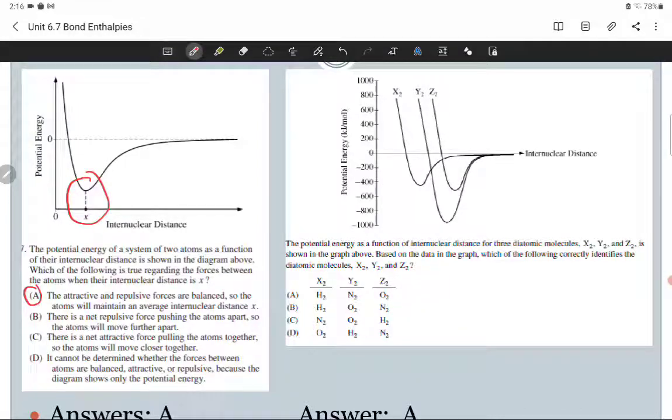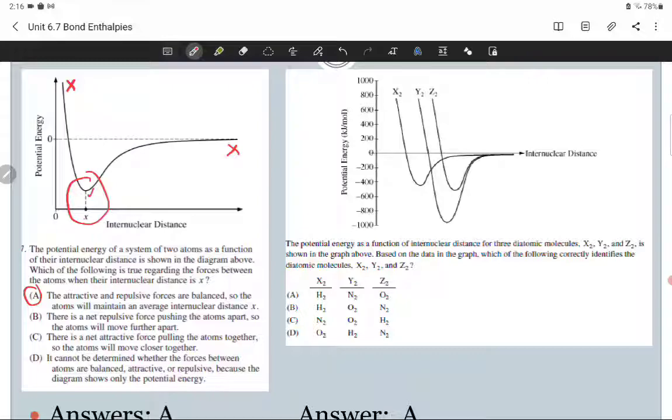Answer A: attractive and repulsive forces are balanced. Up here, if you remember, they're repelling each other. Way out here, they're too far apart to attract, but it's about attracting. So this is at the perfect internuclear distance from each other, where the repulsive and attractive forces are balanced. So that matches up perfectly with our graph with answer A.